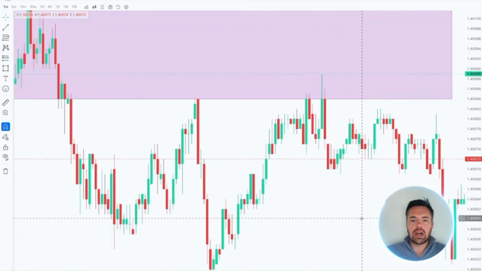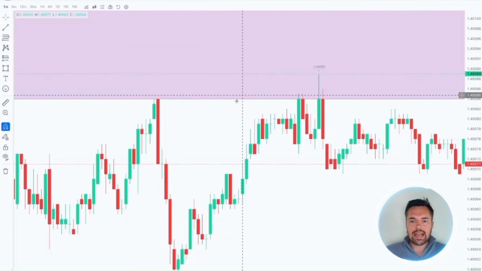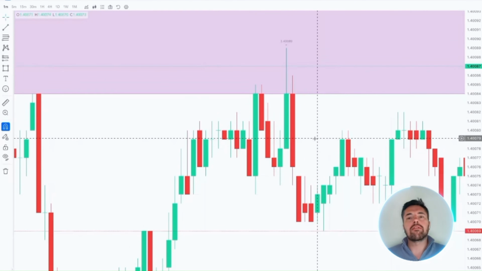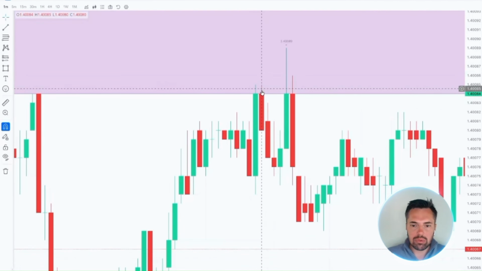And the pattern's quite simple. So price comes back into the fair value gap. So we come into our area of liquidity. I'm looking for bearish opportunities to get sells in. Okay, so price pushes up, we come down.